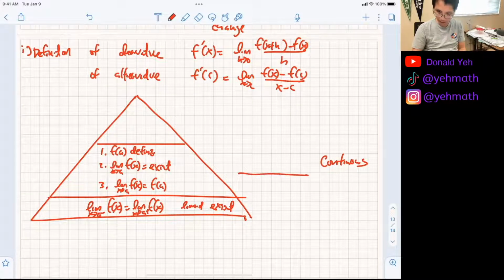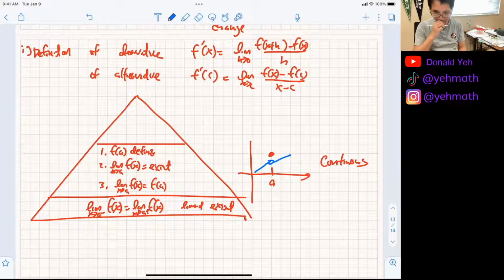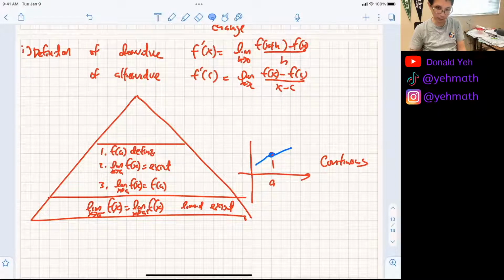Let's just repeat again. Again, a has to be defined. That means a solid dot. The limit has to exist. So this exists. But you have to have the third condition, which is to move this upward to make them continuous. Do you remember that? So this is the limit exists, the blue line. And the red is f of a is defined. And the limit as x approaches a of f of x is equal to this part. So that way it is continuous. Okay, so hopefully that's understandable.